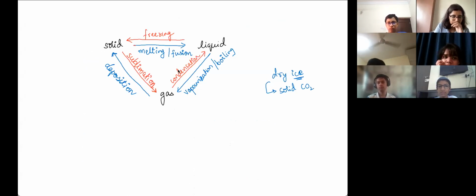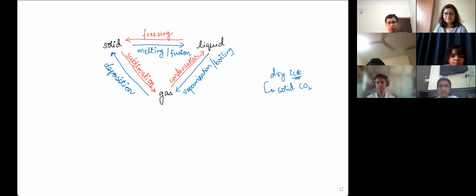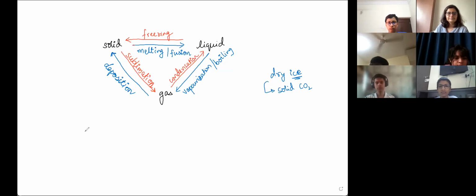Okay, so these are the terms related to the process. Now, how do you change from solid to liquid? What do you do in order to melt something? Heat it up. We heat it. There you go. You heat it up.